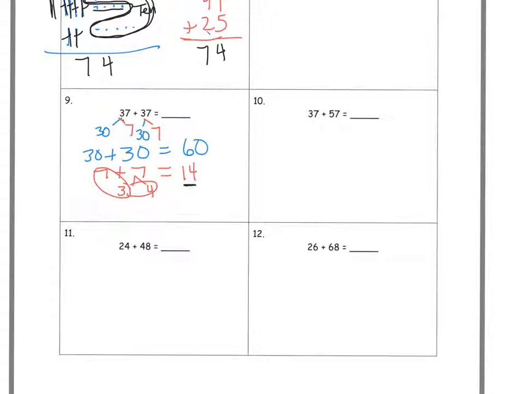And then I'm just going to add these two. 6 10s are 60, plus 14. 0 1s and 4 1s is 4. 6 10s and 1 10 is 7 10s or 70. So I have 74. And I'm going to rewrite that.